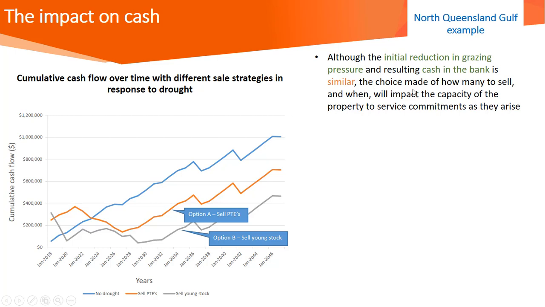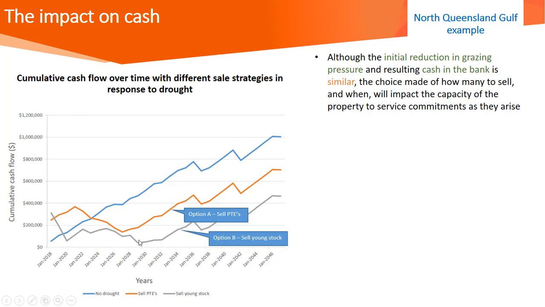But we make the point, the choice made of how many to sell and when will impact the capacity of the property to service commitments. So sell down your PTEs, and then the next year you sell down your normal sale cattle. Okay, the cash at bank goes up, and then it'll sink away as everything readjusts. And sell down your young cattle, and then they're gone, and you've got to wait for the other cattle to come through.